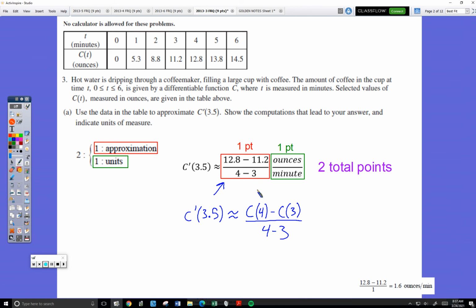The blue, I can't leave that as my answer because I can't leave things in terms of function notation. So I have to have the red box to get 1 point. I don't have to do anything further, no computation required. They did tell me to use units, so I get a point if I write down ounces per minute. If that's upside down, you don't get the point. So 2 total points for 3A.